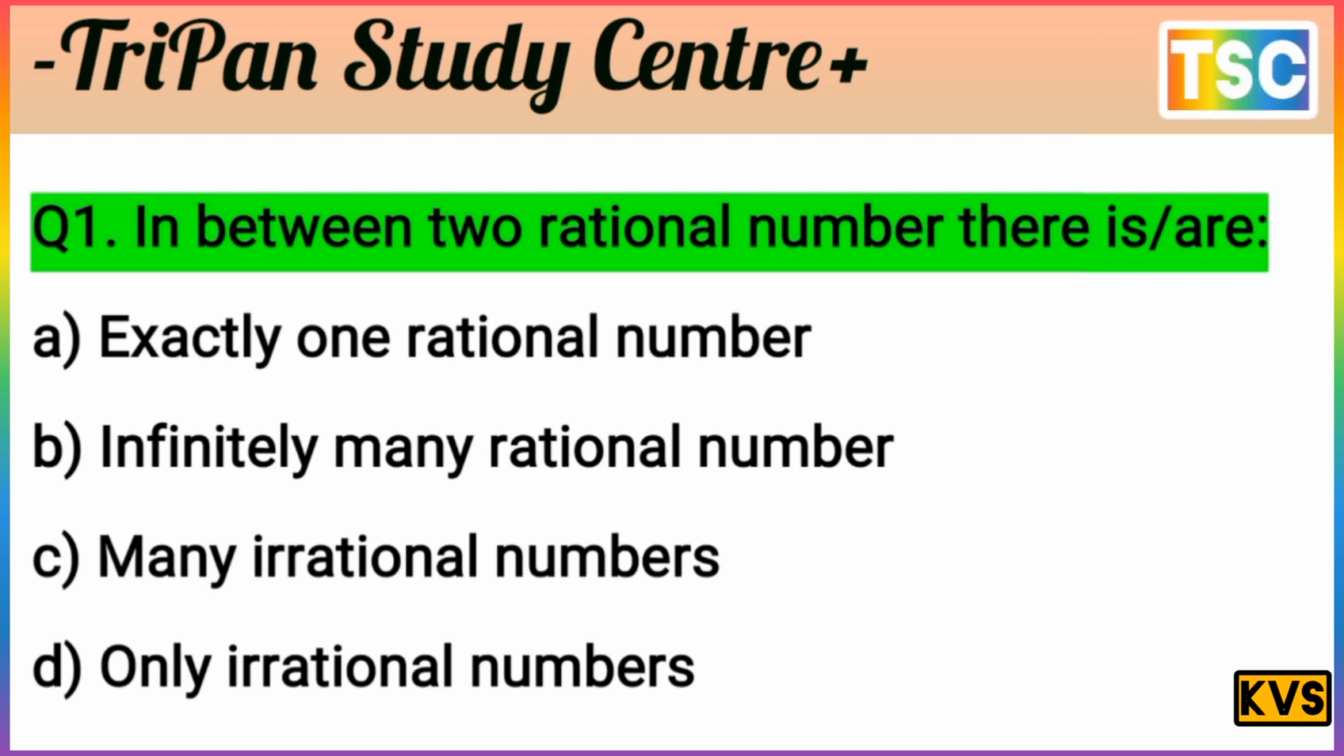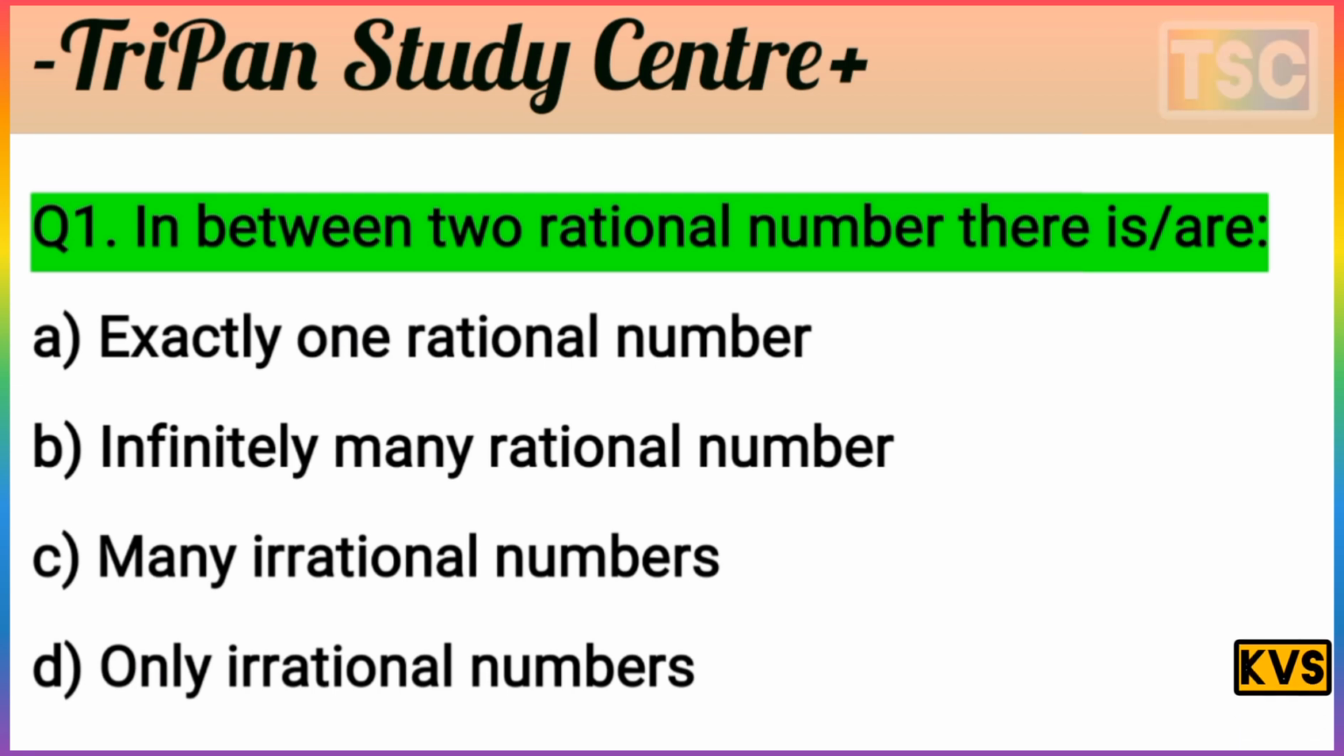Option A, exactly one rational number; B, infinitely many numbers; C, many irrational numbers; D, only irrational numbers. It's an important question, but it is asking for the rational number between two rational numbers. So the answer here is exactly one rational number. Option A is correct.